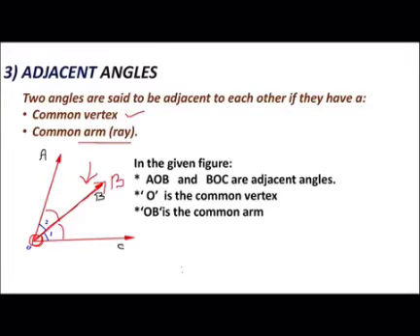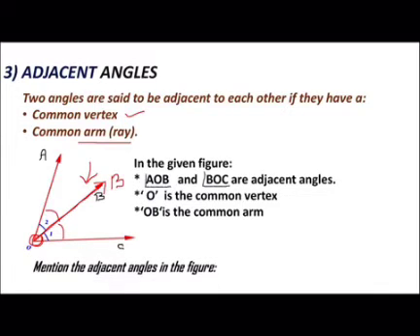Complementary angles, the sum should add up to 90 degrees. Supplementary angles, the sum of the angles should be 180 degrees, and adjacent angles are two angles which have a common vertex and a common arm or common ray. Okay, I hope so far it's clear. Let's move on.